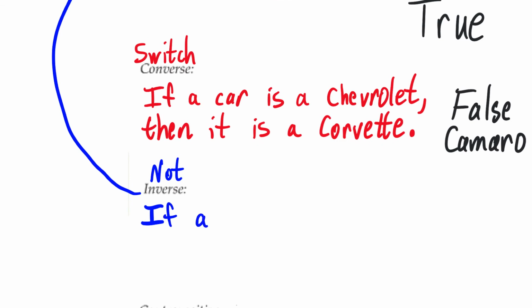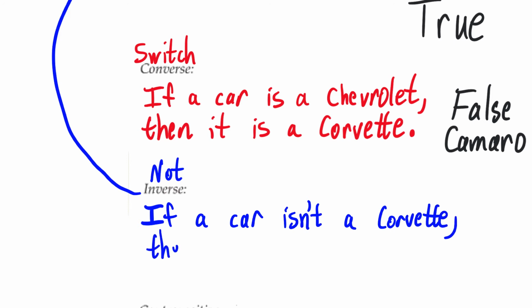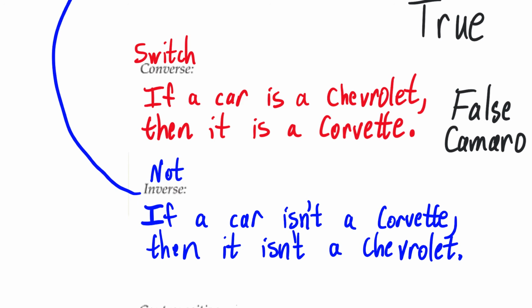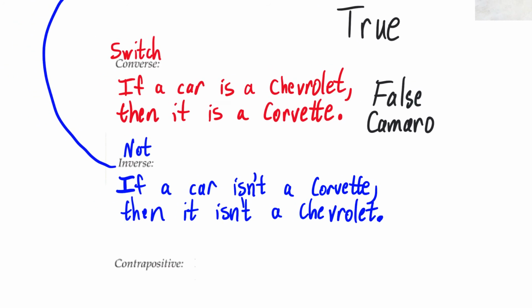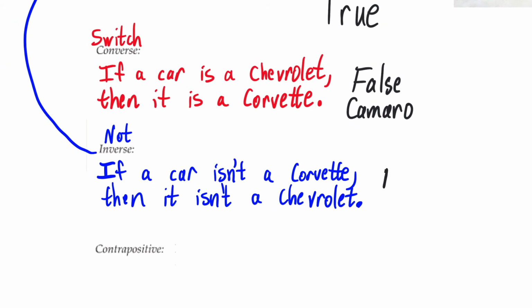Okay, so if a car, and I'm going to just kind of shorten this a little bit, if a car isn't a Corvette, then it isn't a Chevrolet. If a car isn't a Corvette, then it isn't a Chevrolet. Is that true or false? False. That's false also, I agree. Why is that false? They don't just make Corvettes.